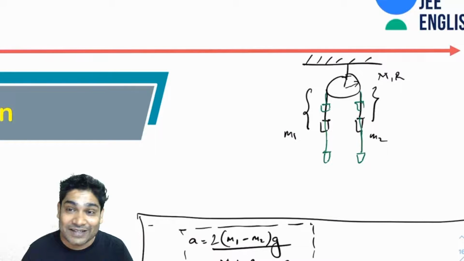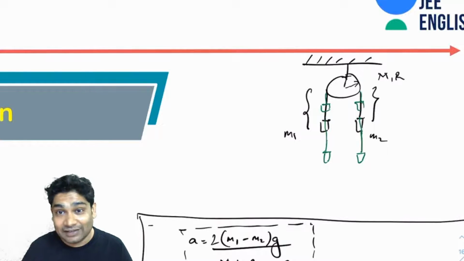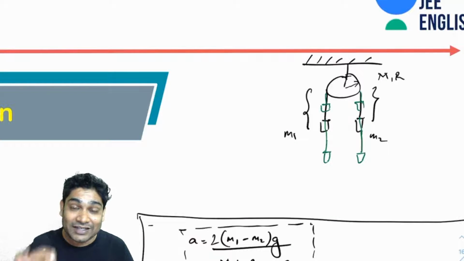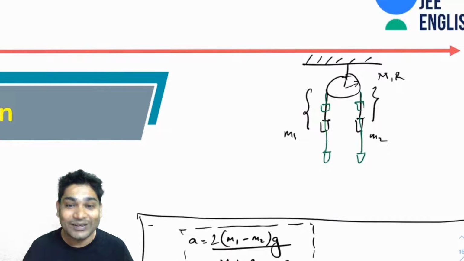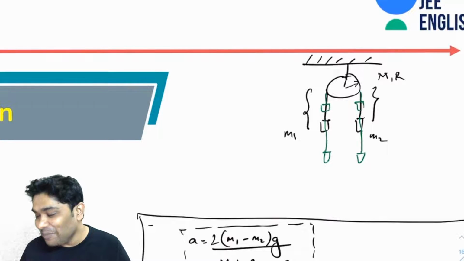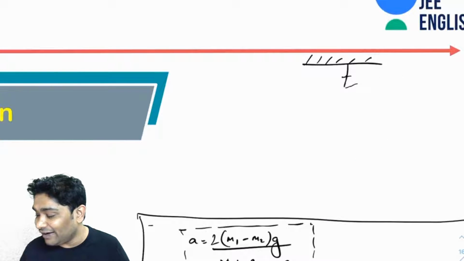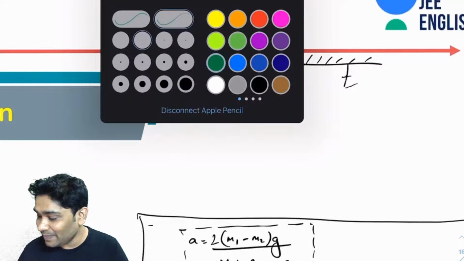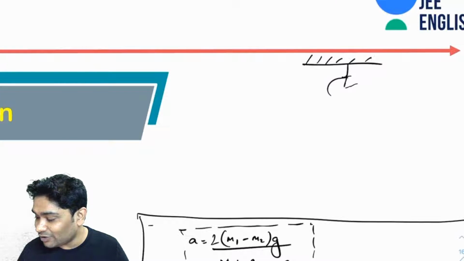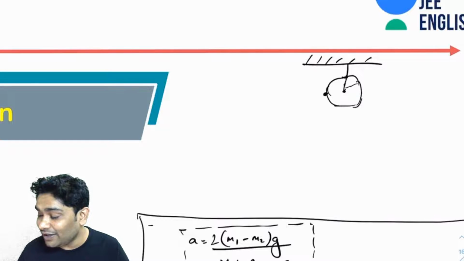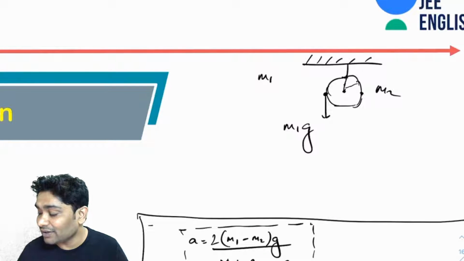That is what I base my method on. The trick that we use is that we make the length of the string 0. Yes, make the length of the string 0. Now let's see what you have. Now you have a very simplified case. So if you make the length 0, here is your M1, here is your M2. What are the forces? Here M1g, here M2g.